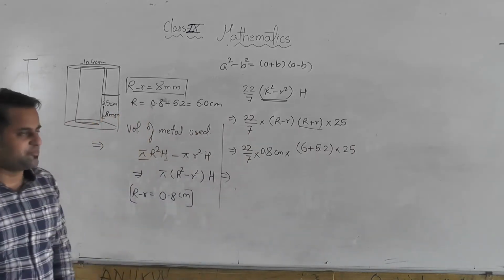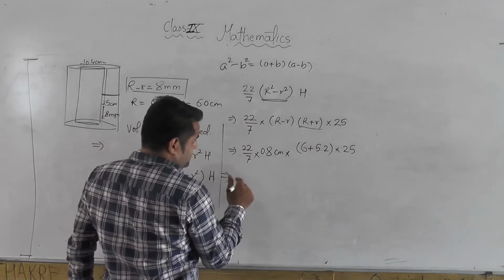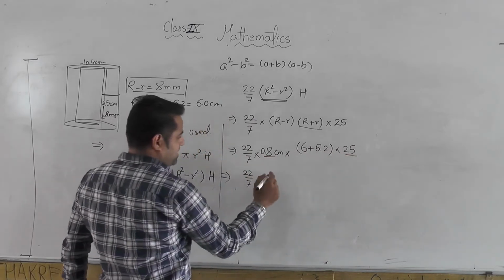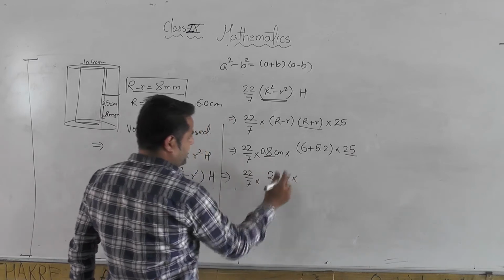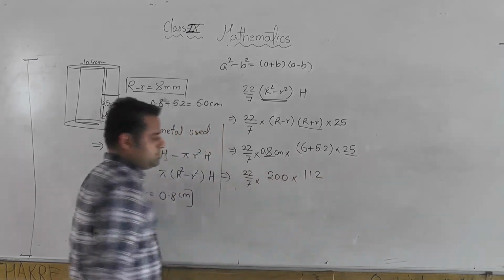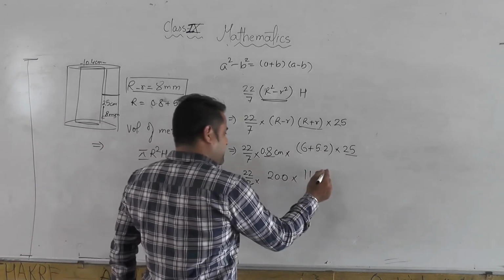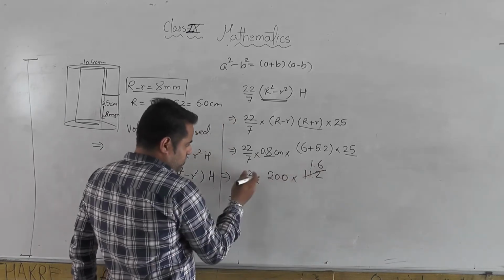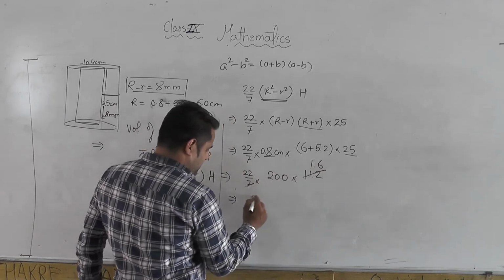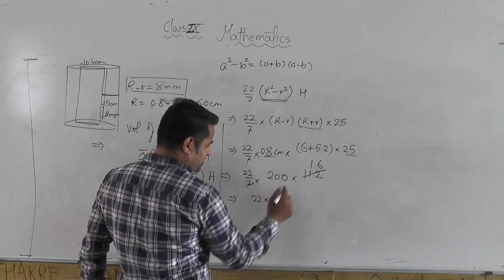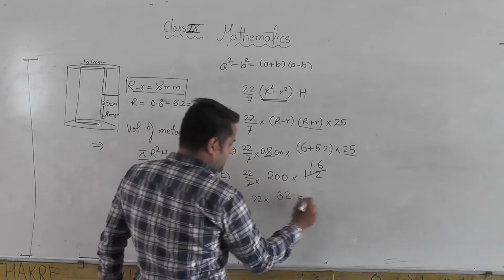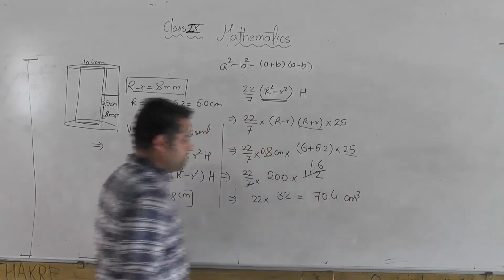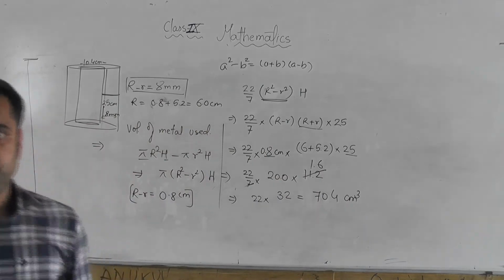Let's see now. 22/7, 0.8 times 25 is 20. And 6 plus 5.2 becomes 11.2. From 7 we can cancel it: 7 times 1.6 is 11.2. So 1.6 we multiply by 20, so it becomes 32. 32 times 22 is 704. So 704 centimeter cube is the volume of that hollow cylinder. This is your answer.